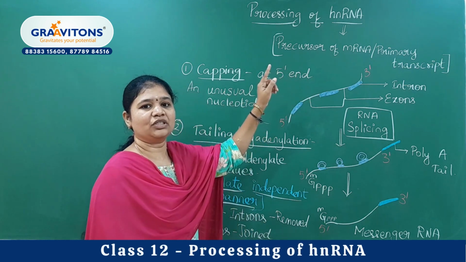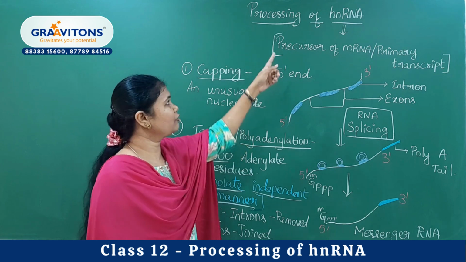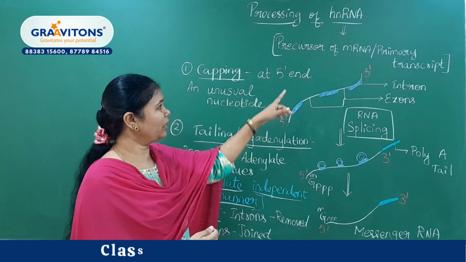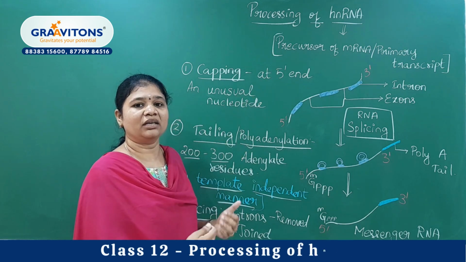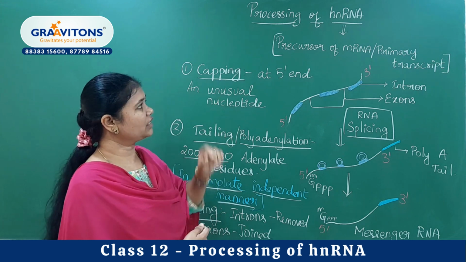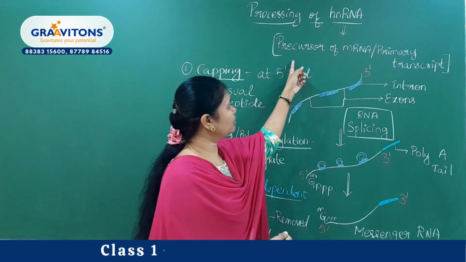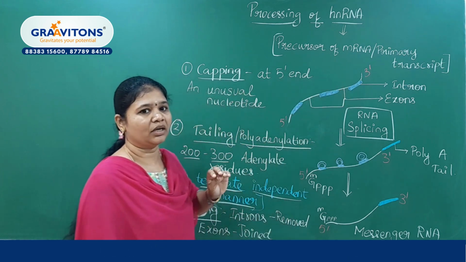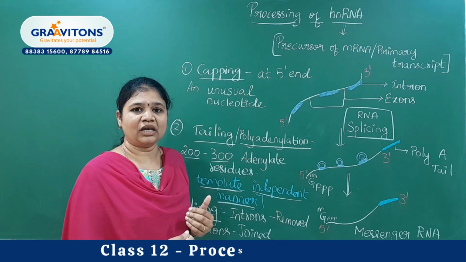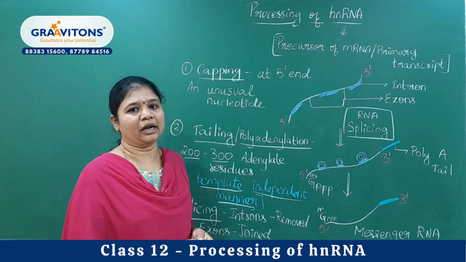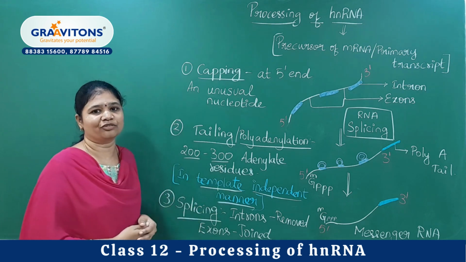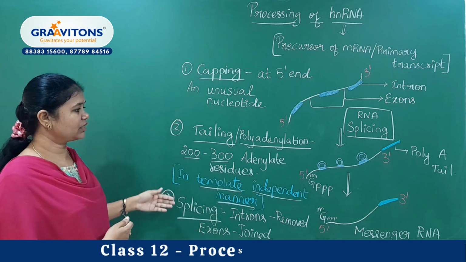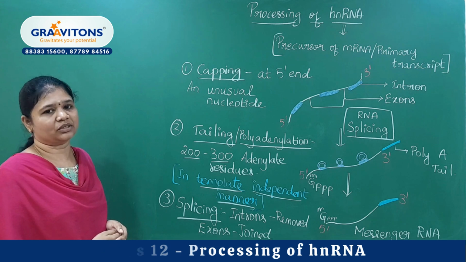What does hnRNA mean? mRNA will be produced as a precursor in the form of hnRNA. So mRNA is not directly produced in the case of eukaryotes. It will be produced as hnRNA. These are the other names of hnRNA: precursor of mRNA or primary transcript. In order to make hnRNA into mature mRNA, we need to do processing of it. These are all the steps of hnRNA processing.